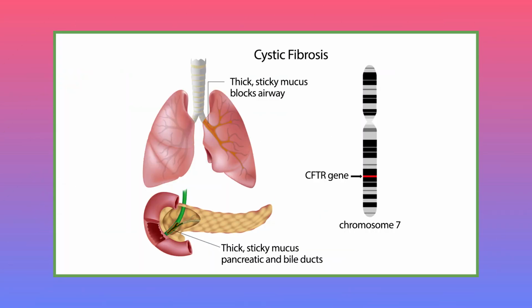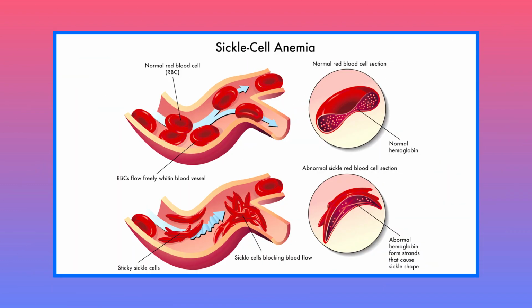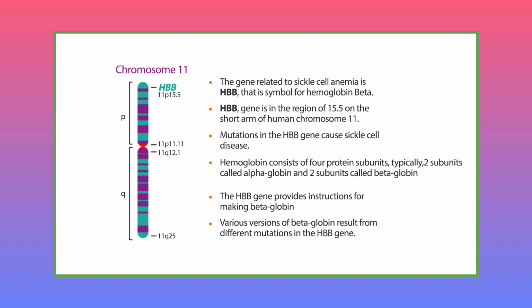Several other human diseases, including cystic fibrosis and sickle cell anemia, also exhibit an autosomal recessive inheritance pattern. Cystic fibrosis is associated with recessive mutations in the CFTR gene, whereas sickle cell anemia is associated with recessive mutations in the beta hemoglobin gene.